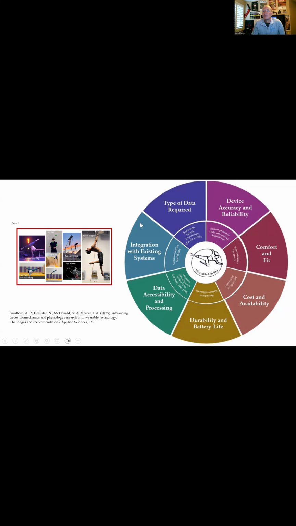And then integration with existing systems. Often we want to use different systems, but we need to get them to synchronize with each other. We need to get them to talk to each other so that when we're looking at the data on a time axis, the time axis is the same for each instrument. Sounds easy, but it's actually a little complicated.